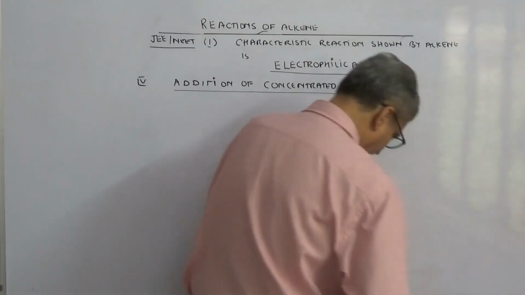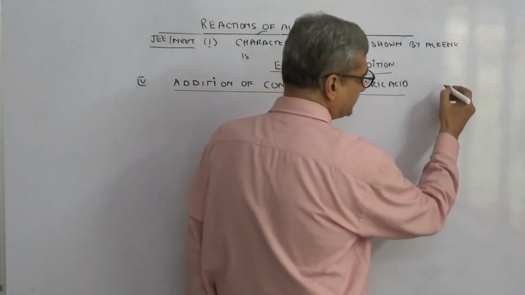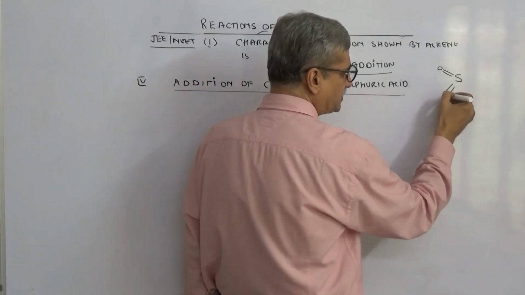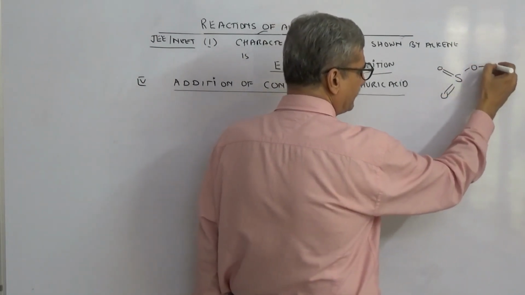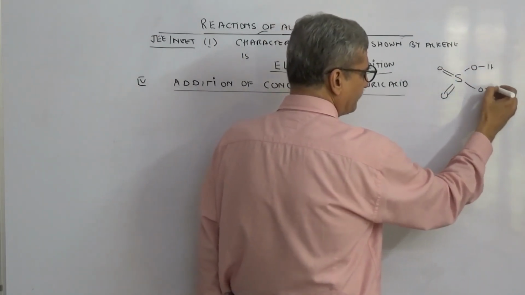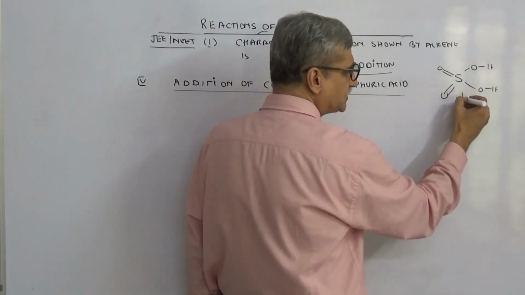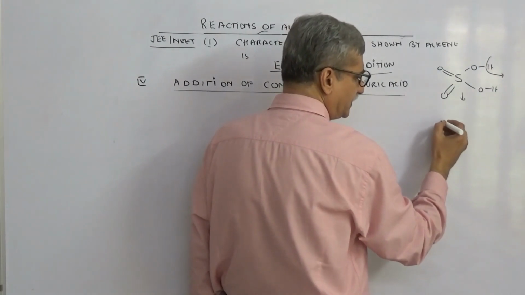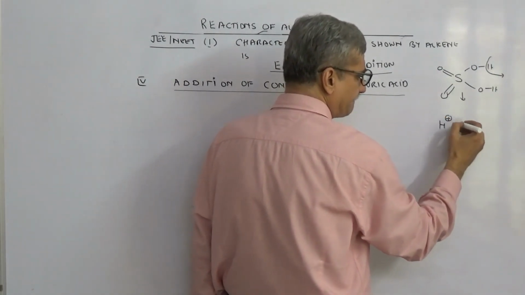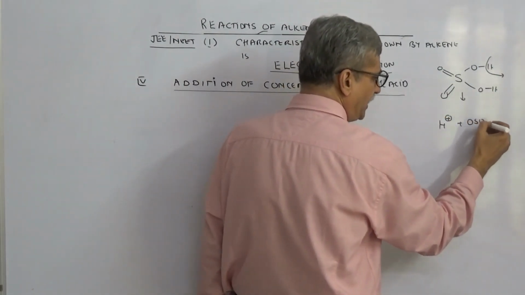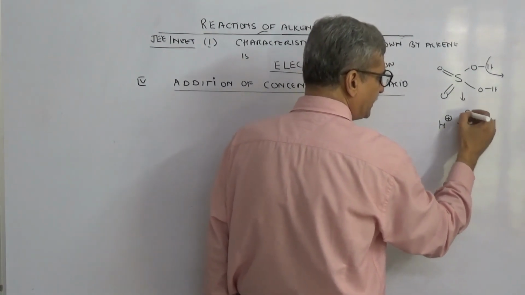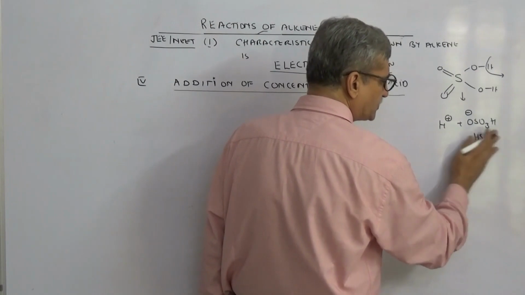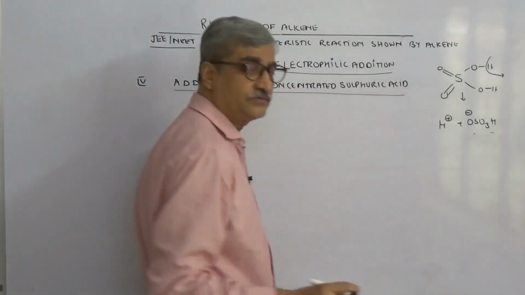So we are now talking about addition of concentrated sulfuric acid. We begin by understanding the structure of sulfuric acid. Sulfuric acid has a structure of S double bond O, OH, OH. This H plus comes out, and so you get H plus and OSO3H minus. I never prefer to use HSO4 minus, because then you don't know which oxygen the charge is on.